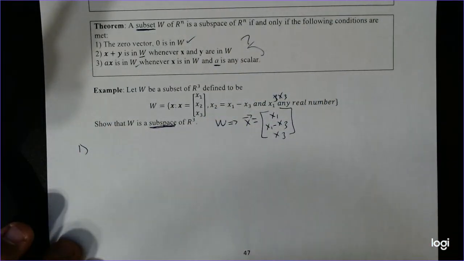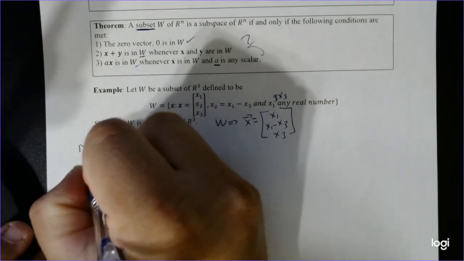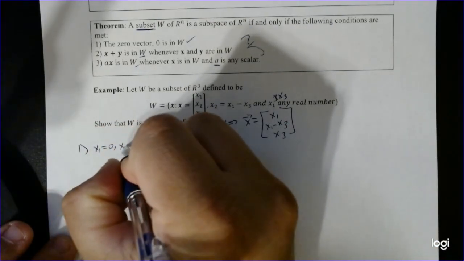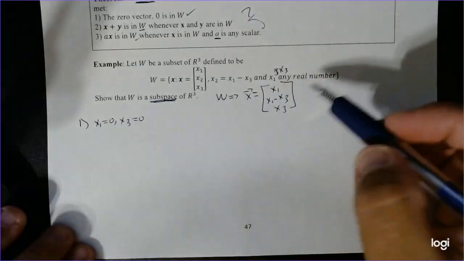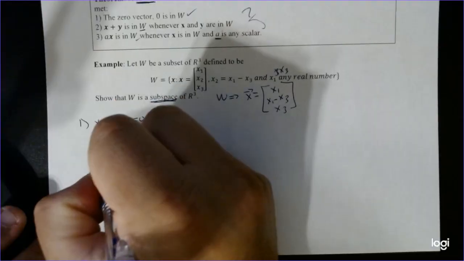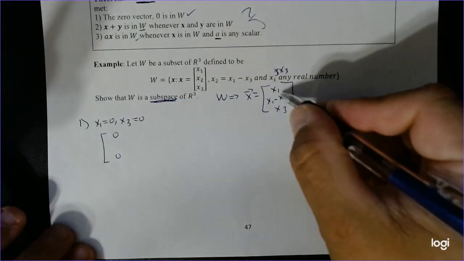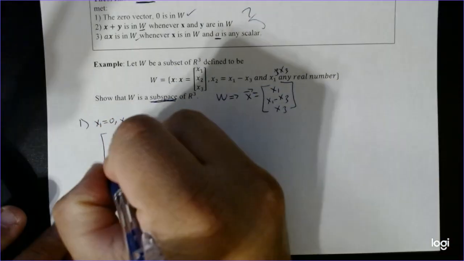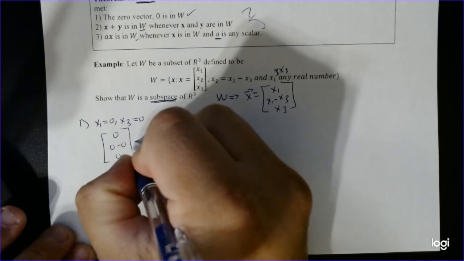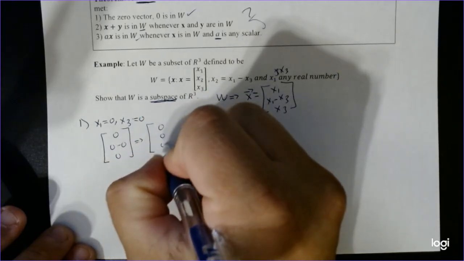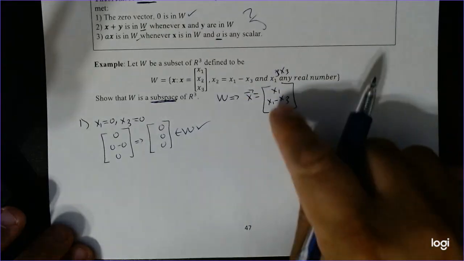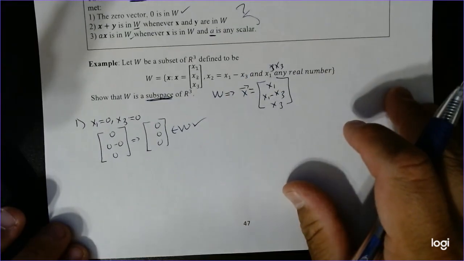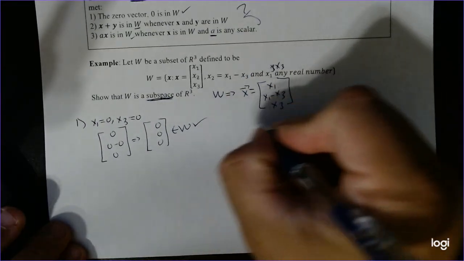So first one, the 0 vector: 0 is in W. Okay. So what we're going to do is we're going to let x1 equal 0 and x3 equal 0. So if that's the case, what happens here? Well, this vector becomes 0, 0 for x1, x2, and we have 0 minus 0, which is just the 0 vector, which means it is in W. So it's a vector within these parameters.